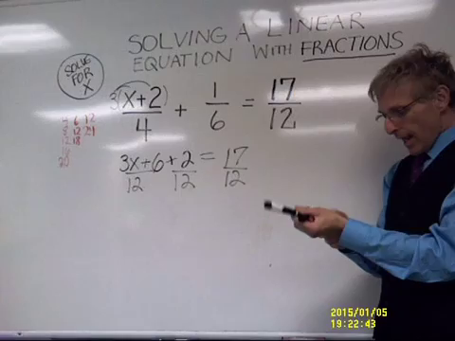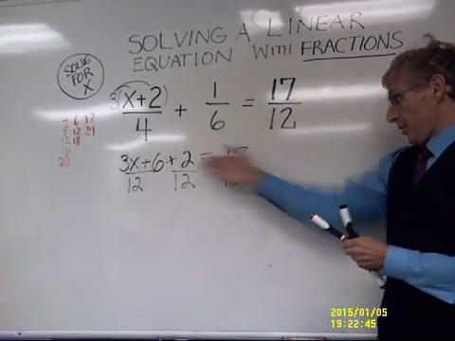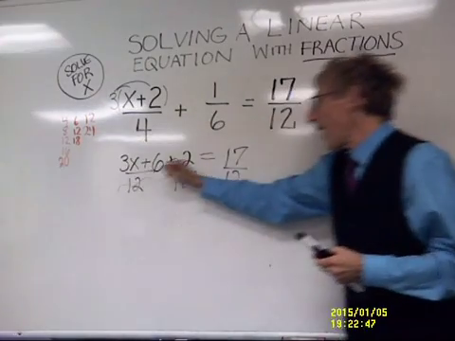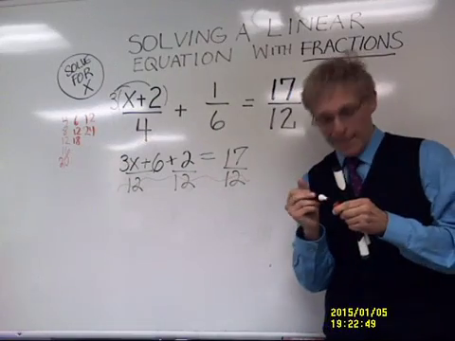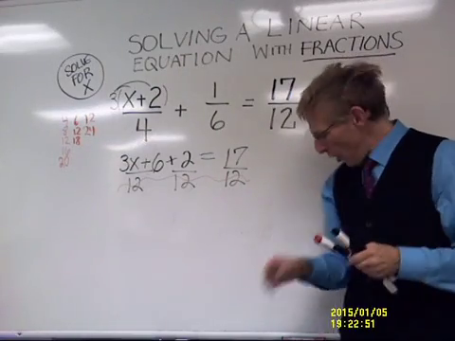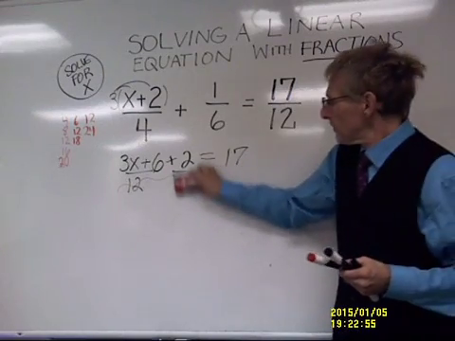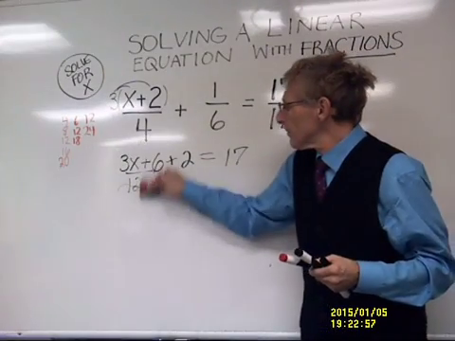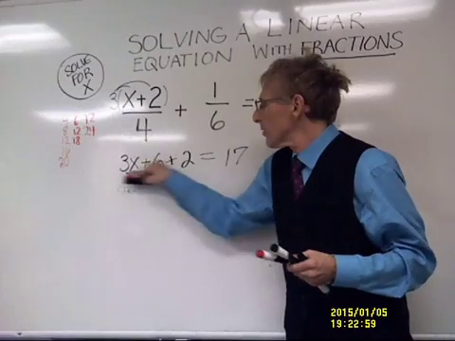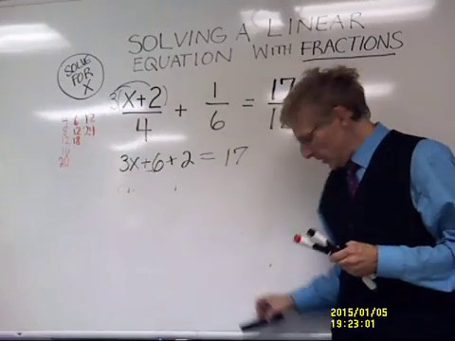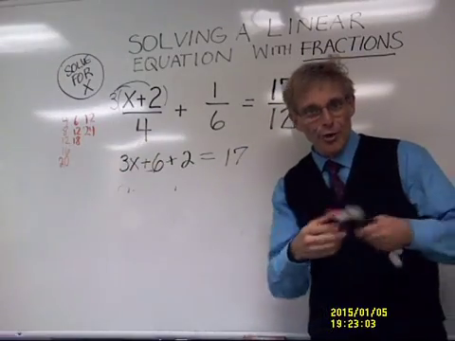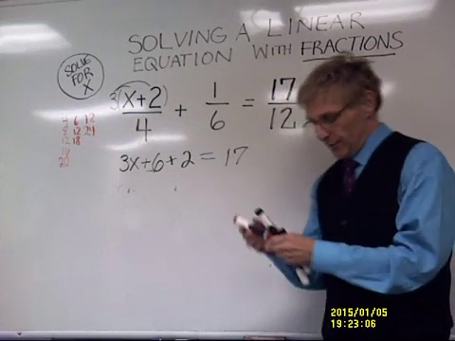Now that I got the denominators the same, I could cross them out. I don't need them anymore. And I could just solve the numerators. So let me erase those. They were the same, so we don't need them. We changed all the numerators proportionally, and now I could just work that out and solve the numerators.